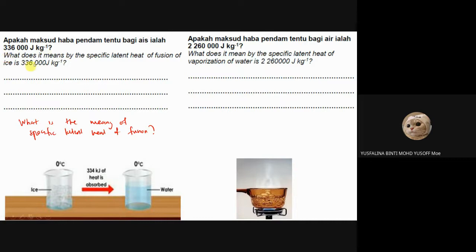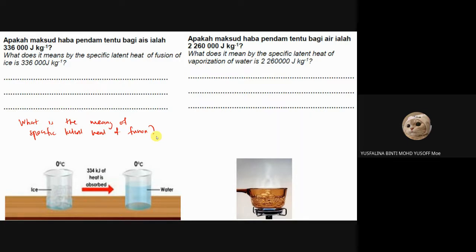But this one they didn't mention whether it is ice or water, so you cannot say only solid to liquid. You have to say solid to liquid and vice versa, meaning both use the same meaning. The answer should be the amount of heat energy to change the phase from solid to liquid, or liquid to solid, or solid to liquid and vice versa, for 1 kg of substance without change in temperature. You must take both.